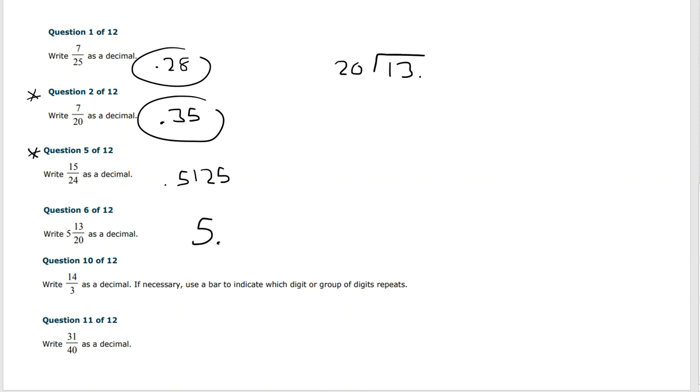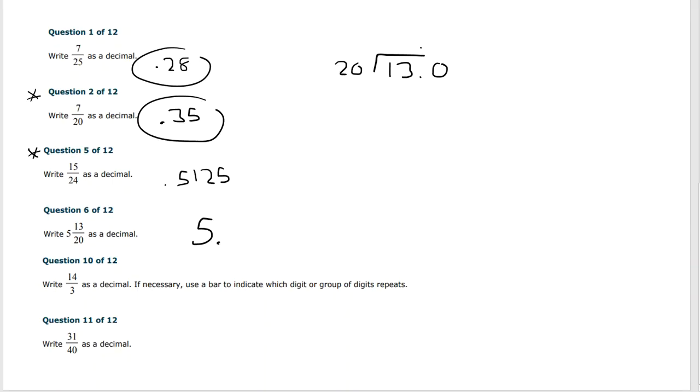We know that 20 can't fit into 13, so we add our decimal and a 0, and then we have to figure out how many times does 20 fit into 130. And remember, you can count by 20s if you want. Sometimes I think that's the easiest way. I even sometimes use my fingers when I'm doing my counting to figure out how many times it's going to fit in. So if we do 20, 40, 60, 80, 100, 120, that would be 6. Okay, so let's do that. Let's do 6 times.